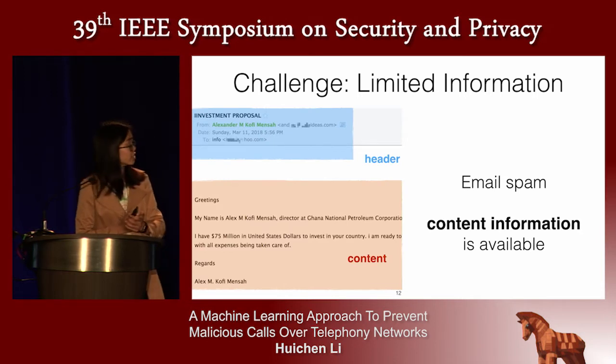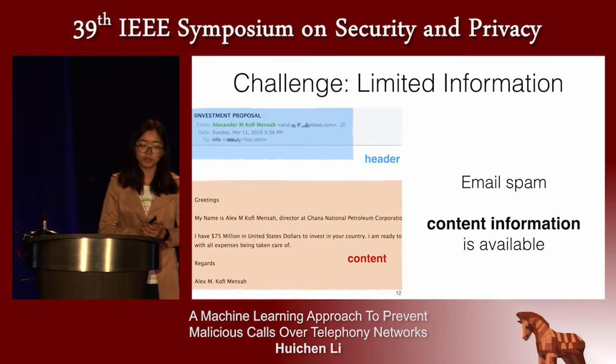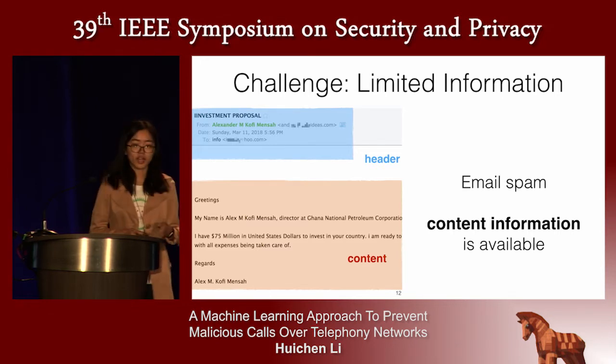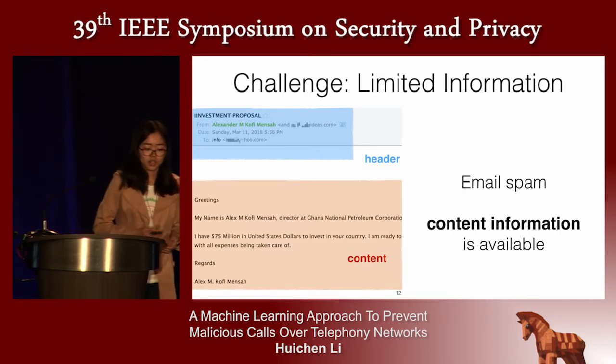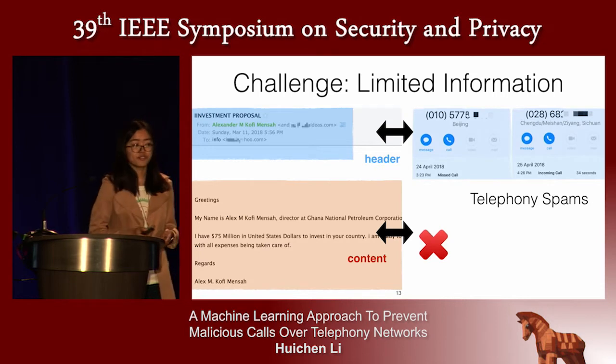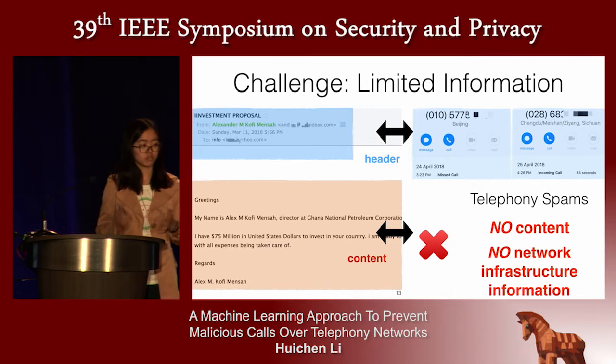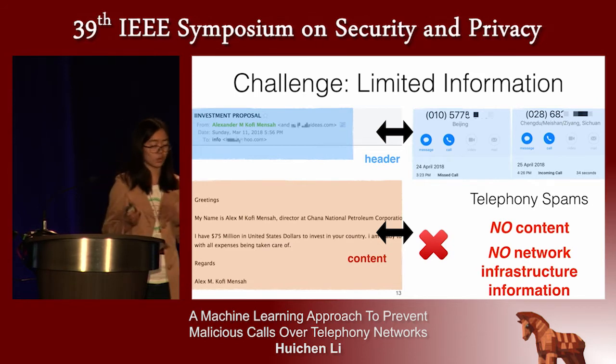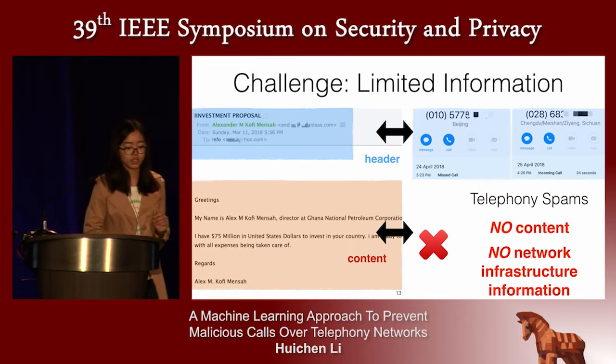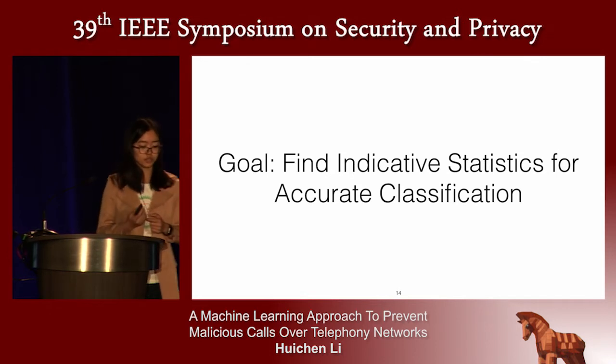There is one challenge, that is we have limited information. If you consider email spam detection problems, we have the header information, and we also have the content information. But for telephony spam, we have the header information, but we don't have the content or network infrastructure information. So our goal is to find some indicative statistics for accurate classification.